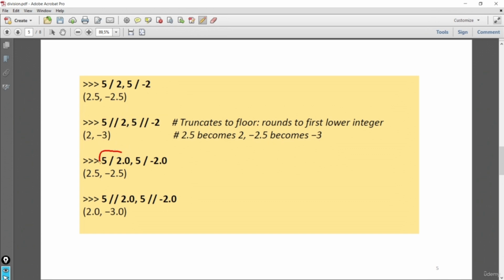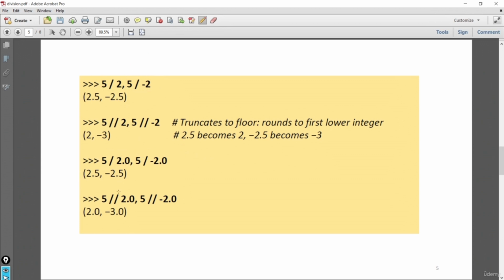Here let's compare these two. As you see, both are classical divisions. For classical divisions, whether you divide integers or you use a floating point number for one of them doesn't matter. The result is always expressed in floating point format. Here only integers are used. Here the second number is a floating point number, but the results are the same.